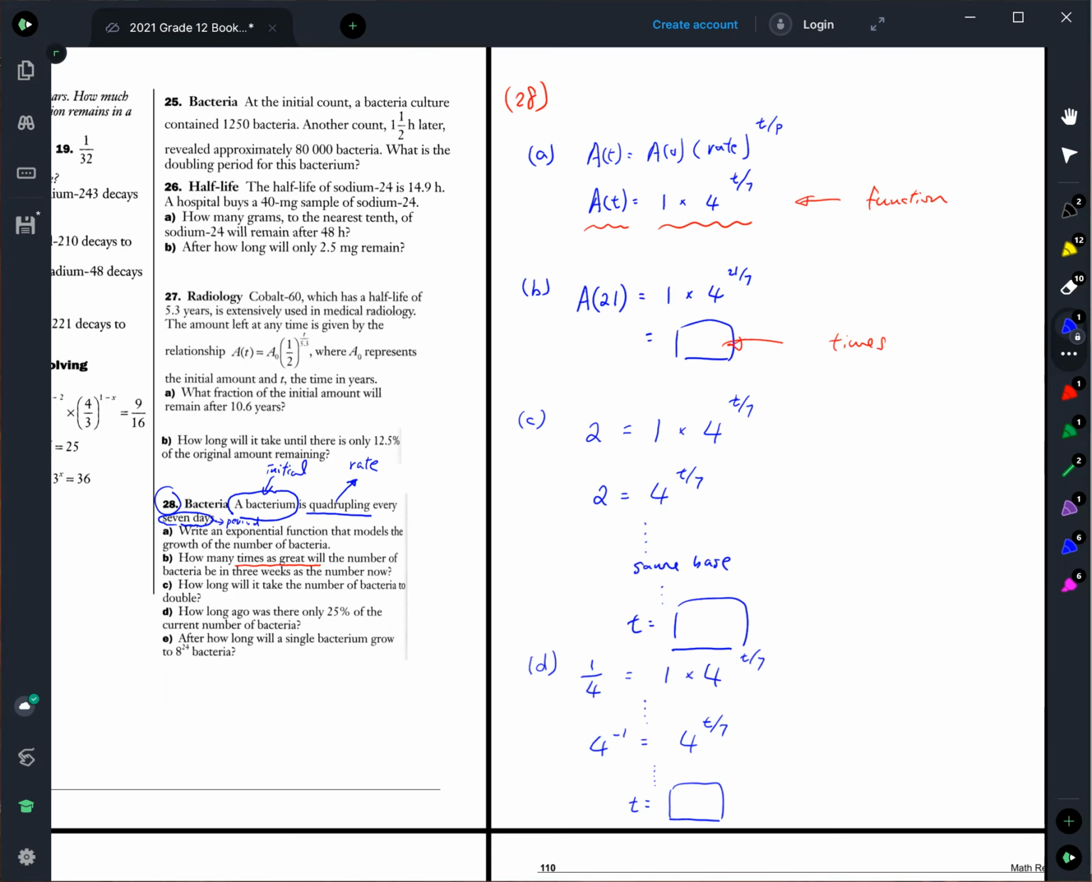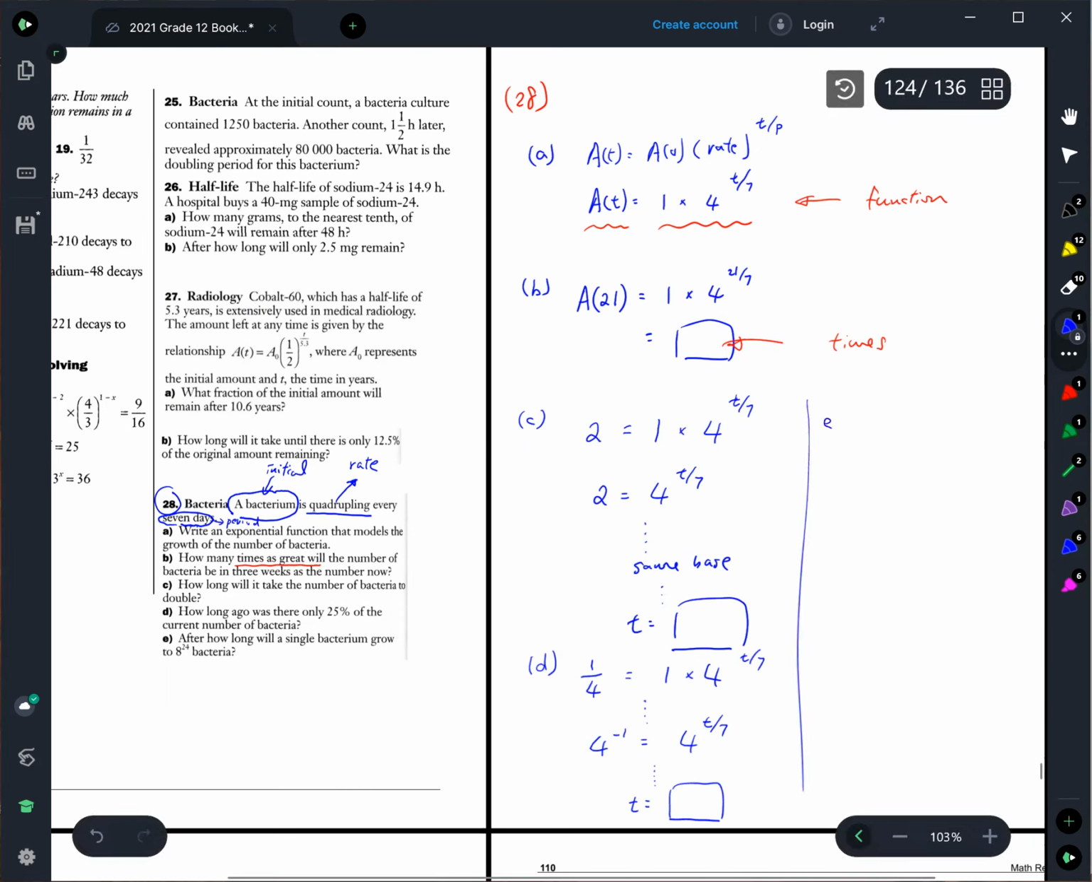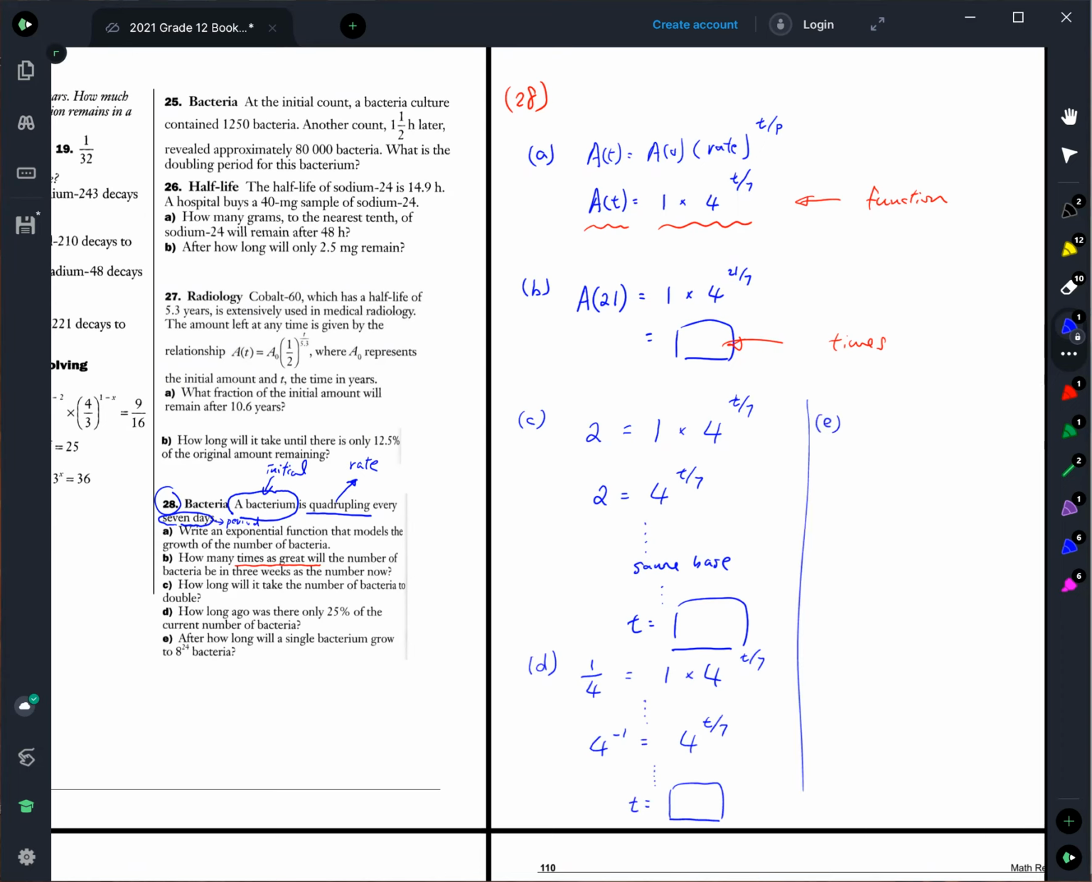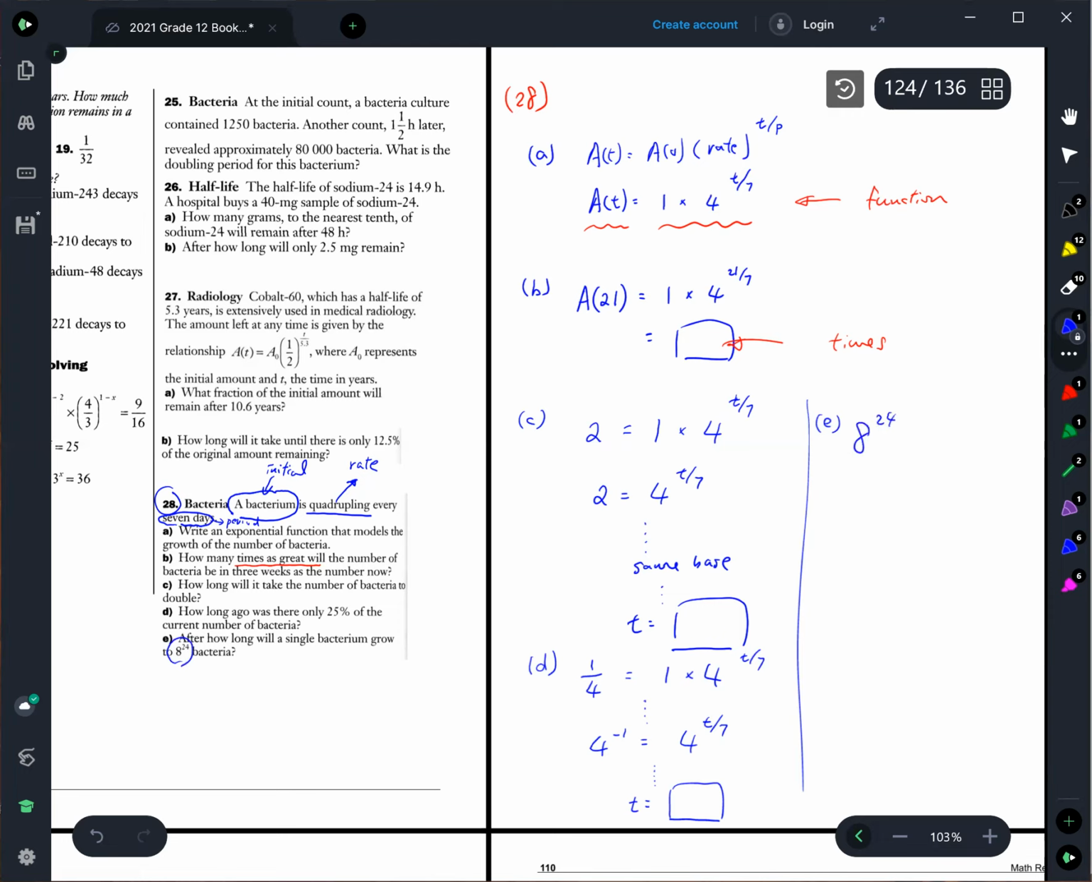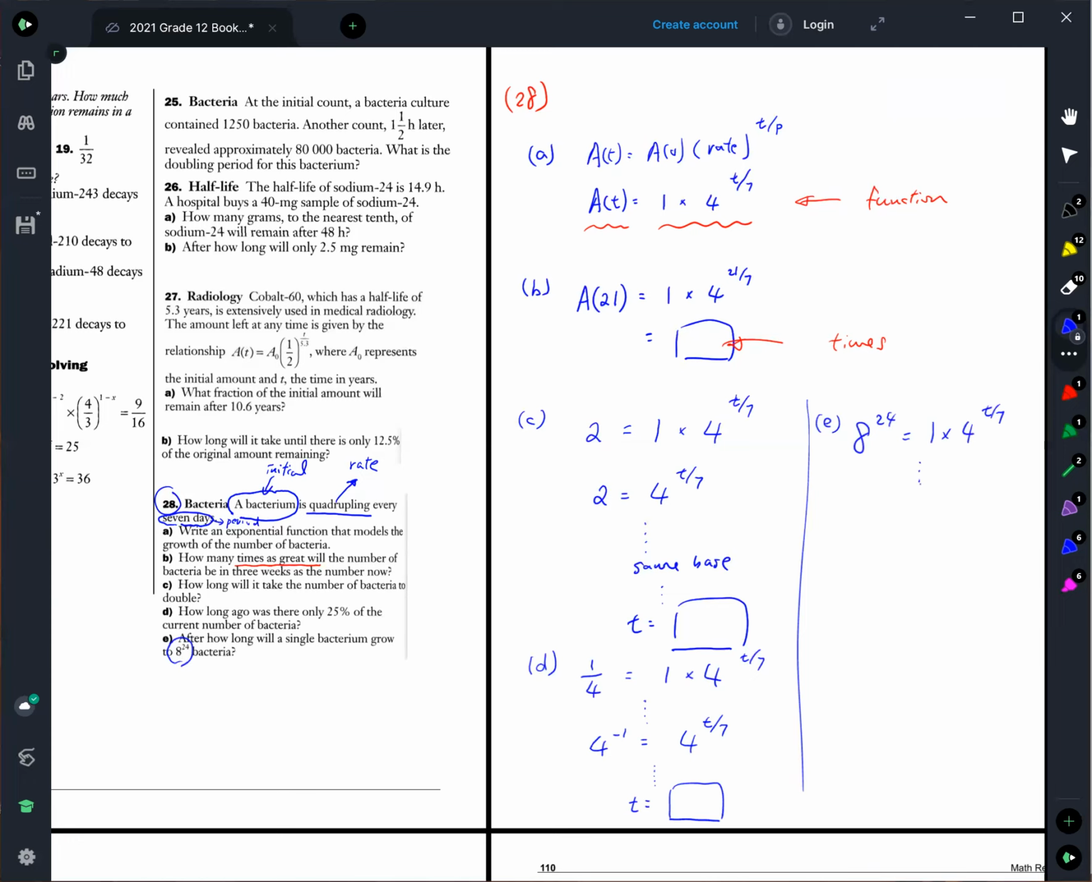And then question E. After how long? Okay, so question C, D, E, they are all asking for time, right? After how long will it grow to 8 to the 24? So that's again the final amount. Right, and then you want to solve for t using same base.